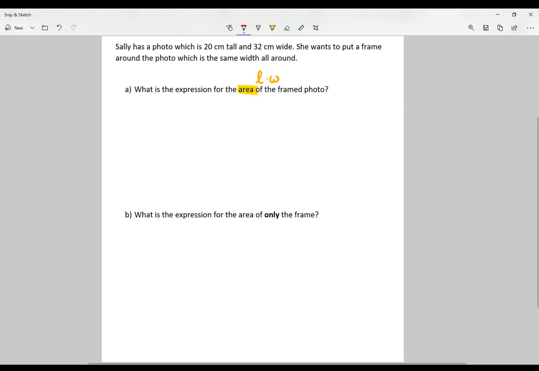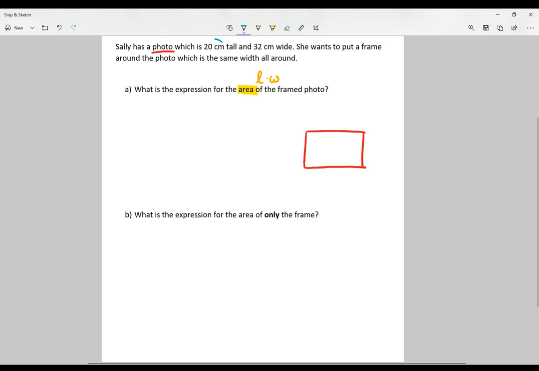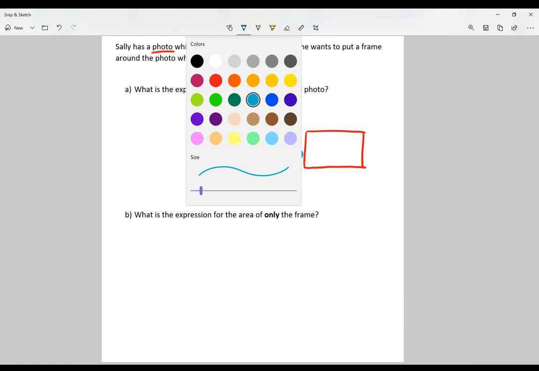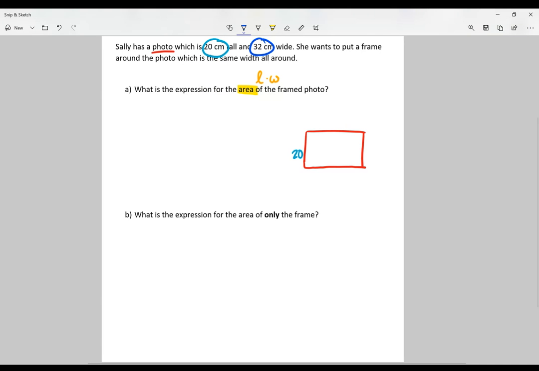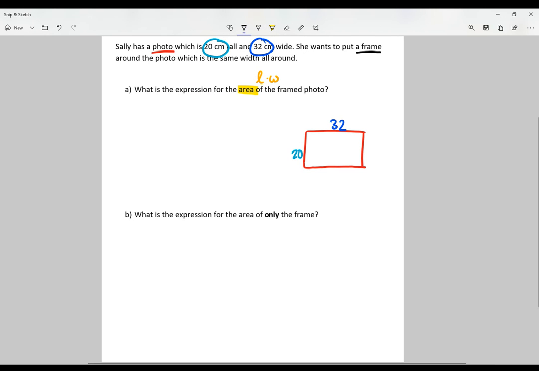Okay, so let's start with some information that we do know. We do know the dimensions of the photo. So I'm going to do that in red. I'm going to draw a diagram of the photo in red. Here it is. And we know that it's 20 centimeters tall. So there's our 20. And we know that it is 32 centimeters wide. So there's our 32. We also know that she wants to put a frame around the photo.